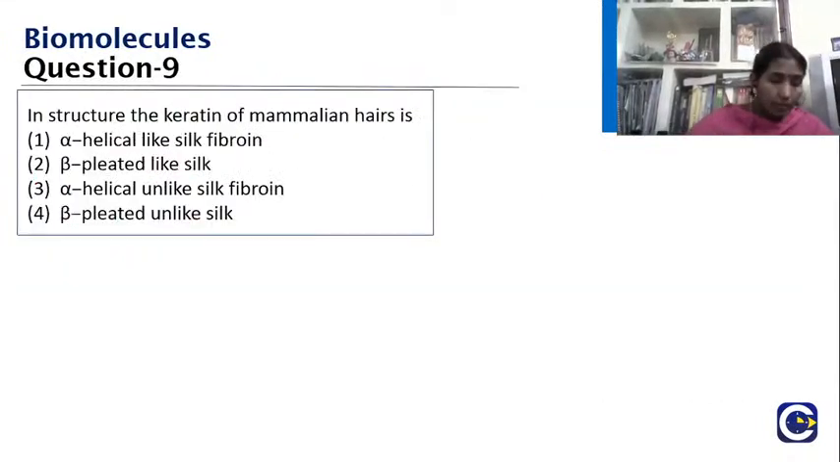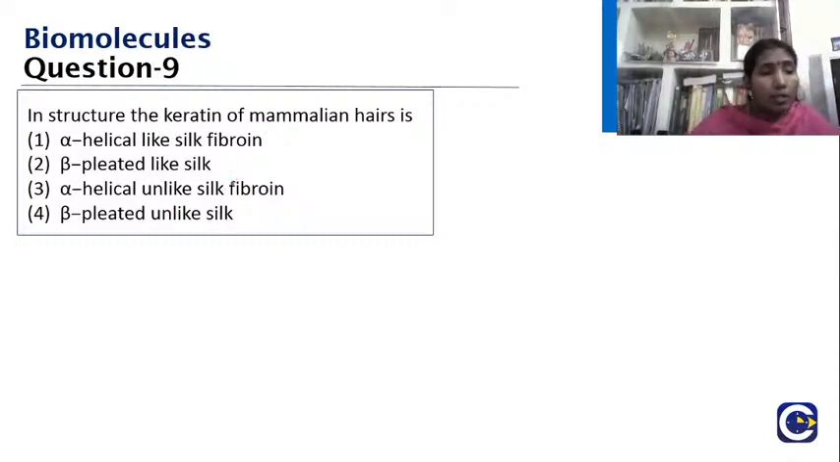Next question. In structure, the keratin of mammalian hair. The hair actually is keratin, we are aware of it. So what is the structure of that keratin? Is it alpha helical like silk fibroin, beta pleated like silk, alpha helical unlike silk fibroin, or beta pleated unlike silk? So what should be your answer?